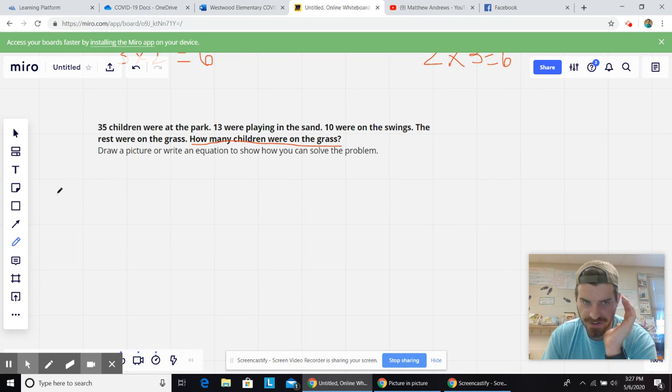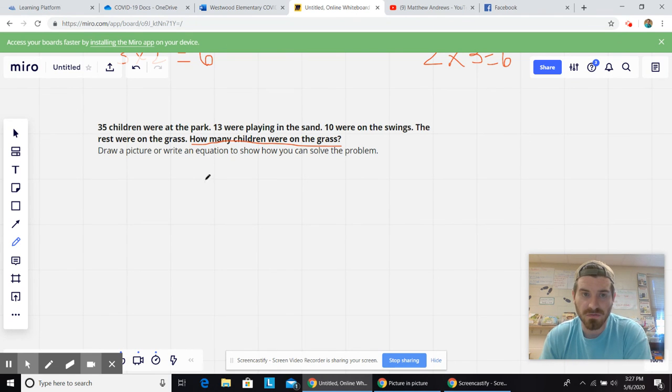Well, I've kind of already visualized. I understand that altogether there's 35 kids. And there's 3 different groups of kids doing different stuff. One group of kids are over and playing in the sand. Another group's over playing on the swings, and another group's over playing on the grass. I just don't know how many are in the grass, but that's what I want to know. I can use what I know right now to help me figure out what I don't know.